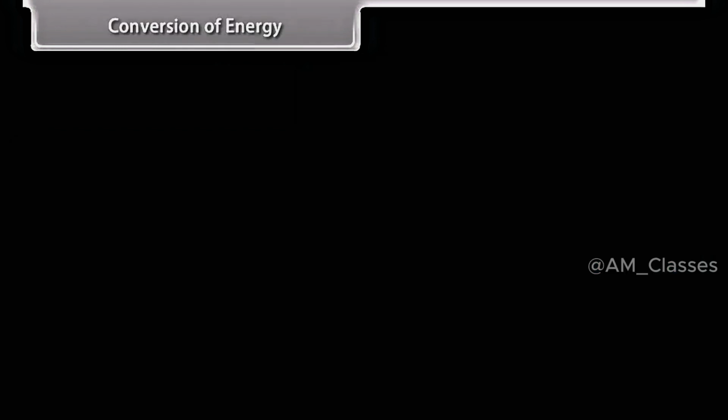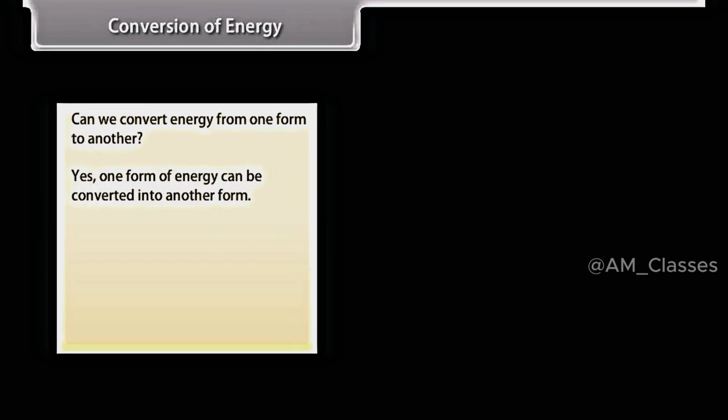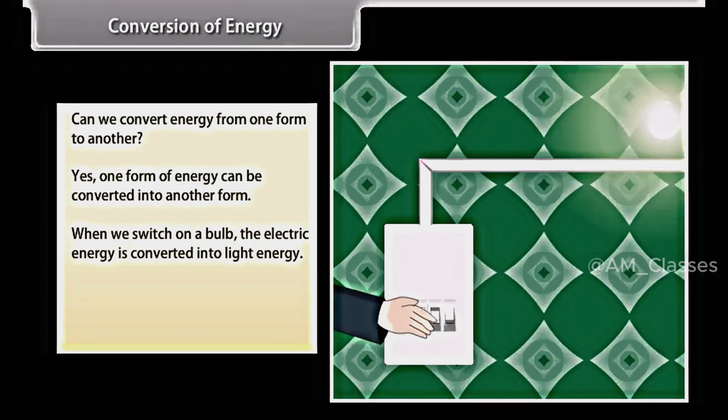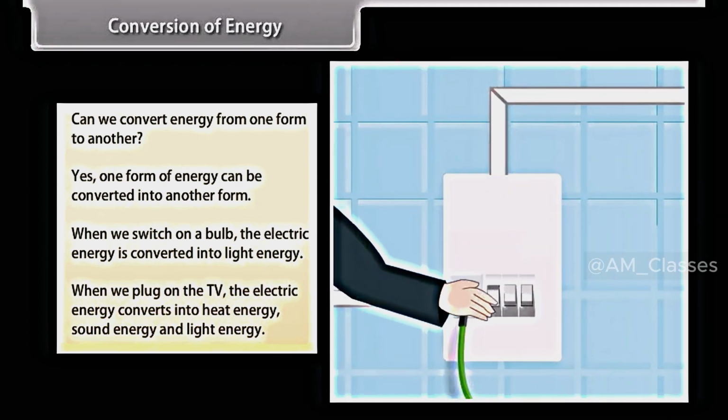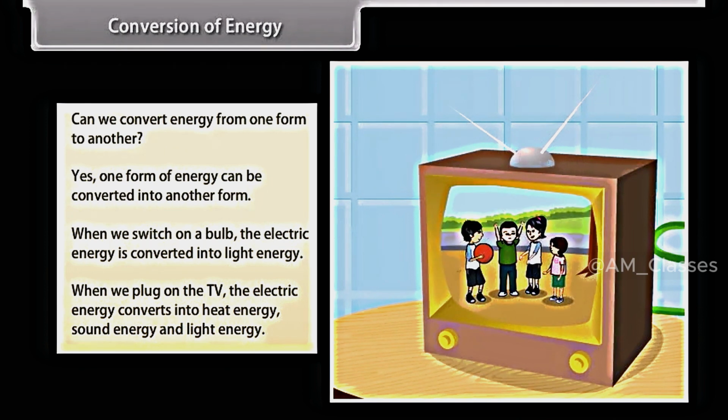Conversion of energy. Answer one question now. Can we convert energy from one form to another? Yes, one form of energy can be converted into another form. Let's take a small example. When we switch on a bulb, the electric energy is converted into light energy. Similarly, when we plug on the TV, the electric energy converts into heat energy, sound energy, and light energy.